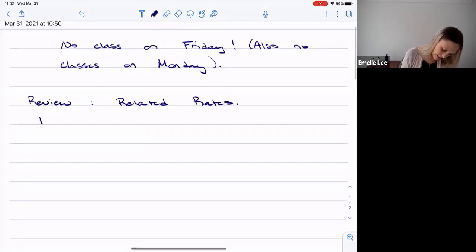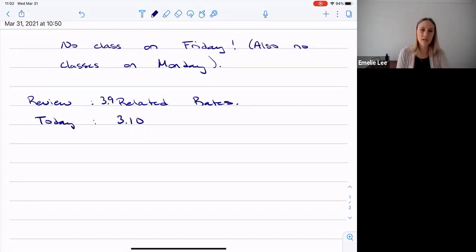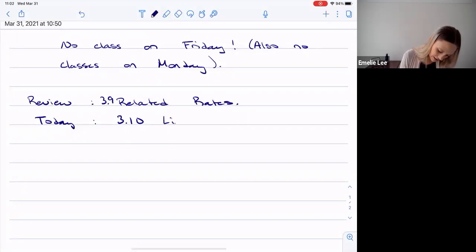And then today we're going to do 3.10. So related rates was 3.9. I know the section numbers only really matter to me, but that's how I keep them straight. So 3.9 is related rates, and 3.10 is linear approximations.